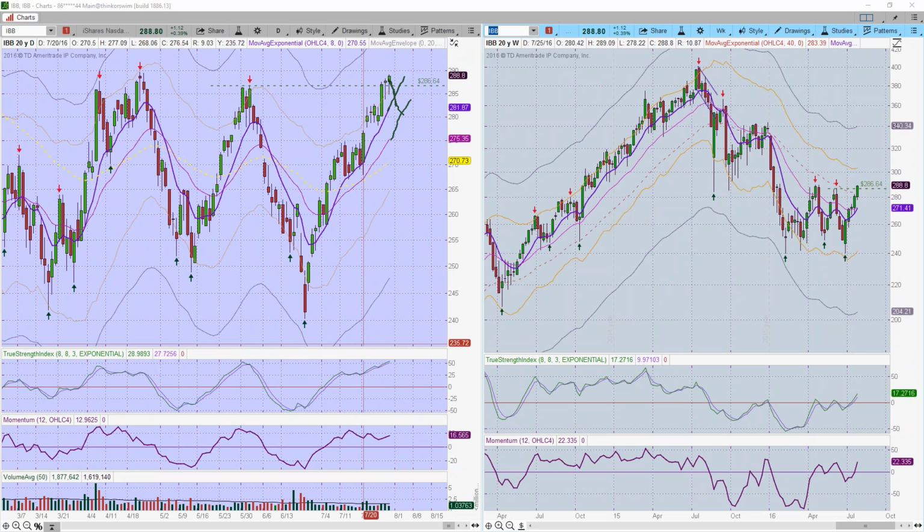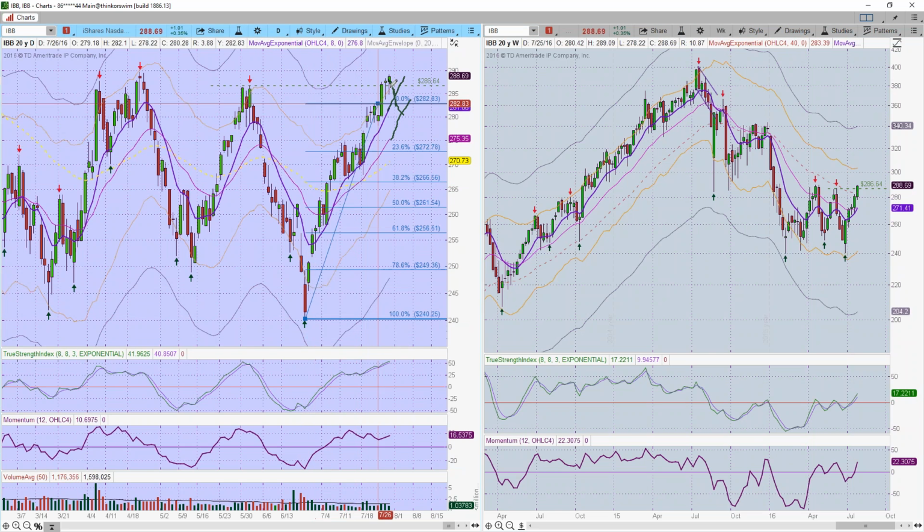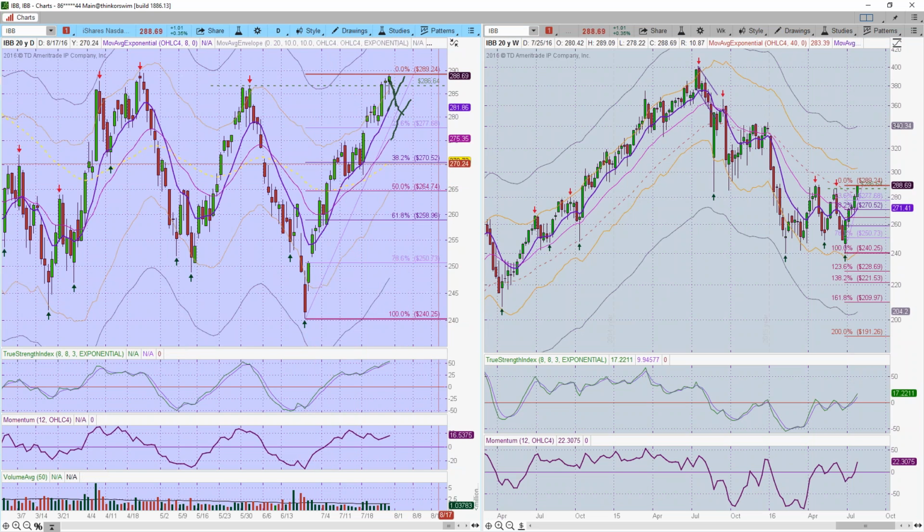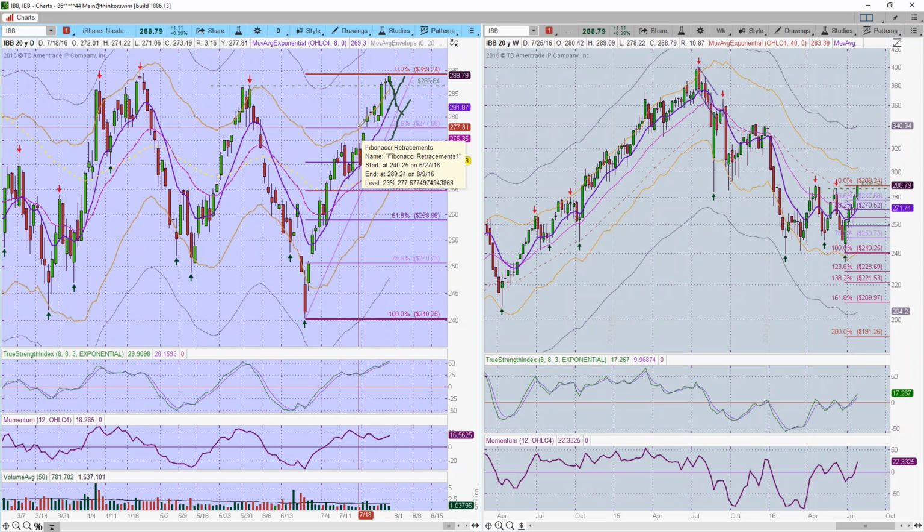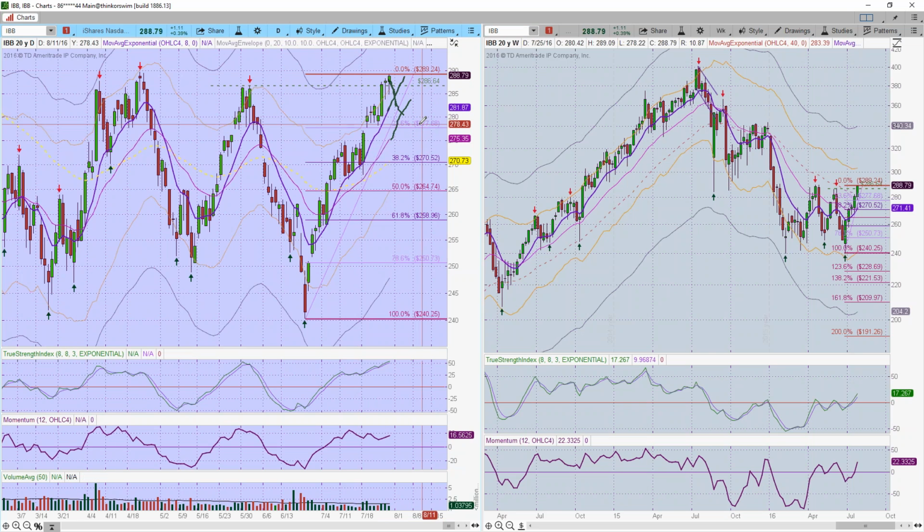What could also be another setup for us would be a fib extension here, back to that high, and pull back down. I'd like to see a pullback to the 23% retracement area. That would be an ideal area to jump on that.